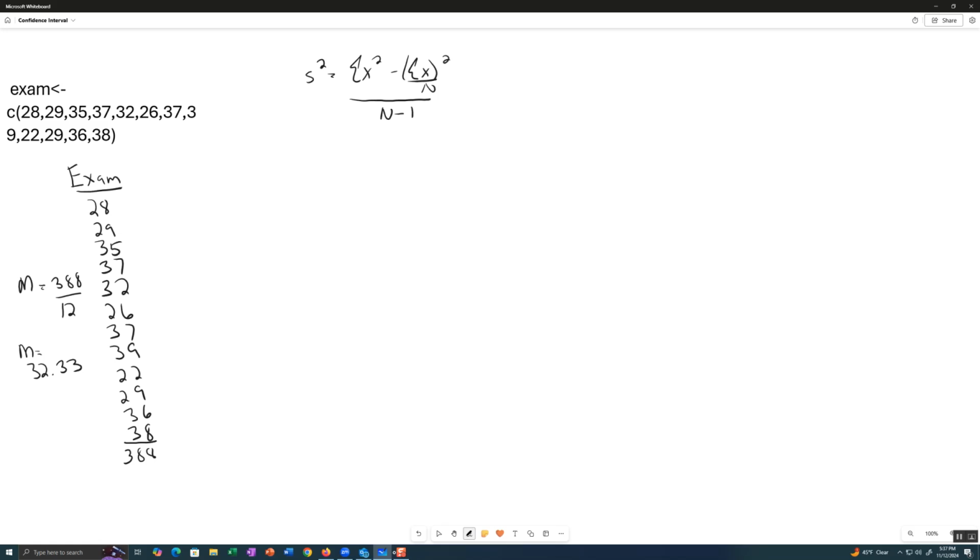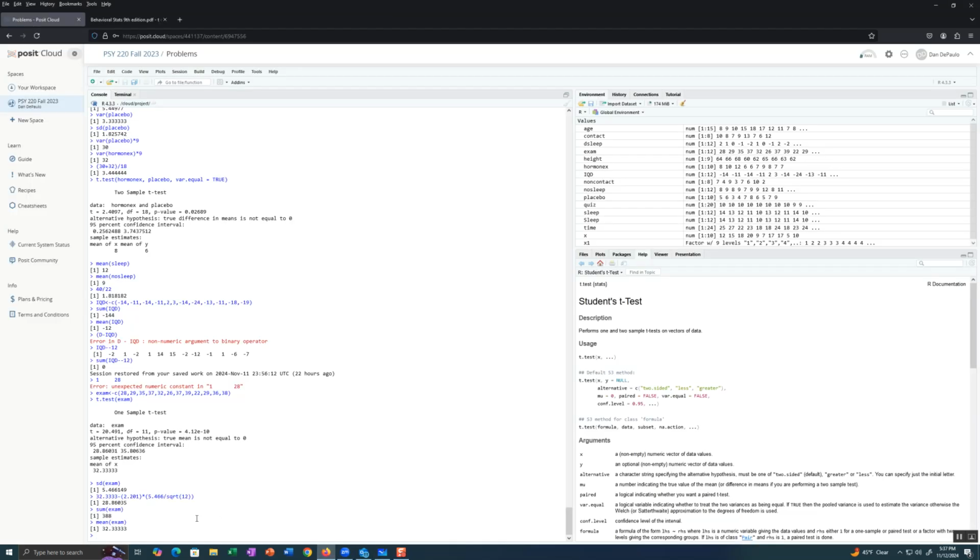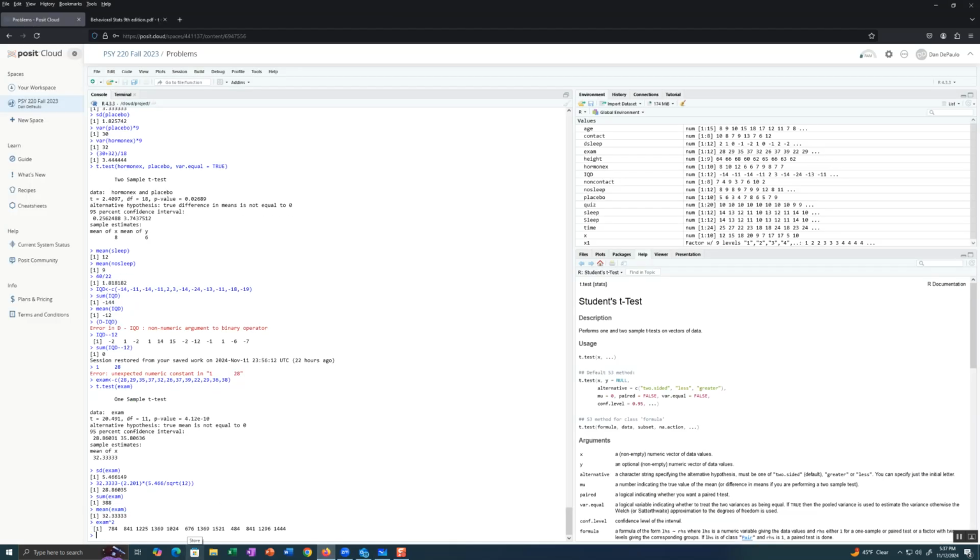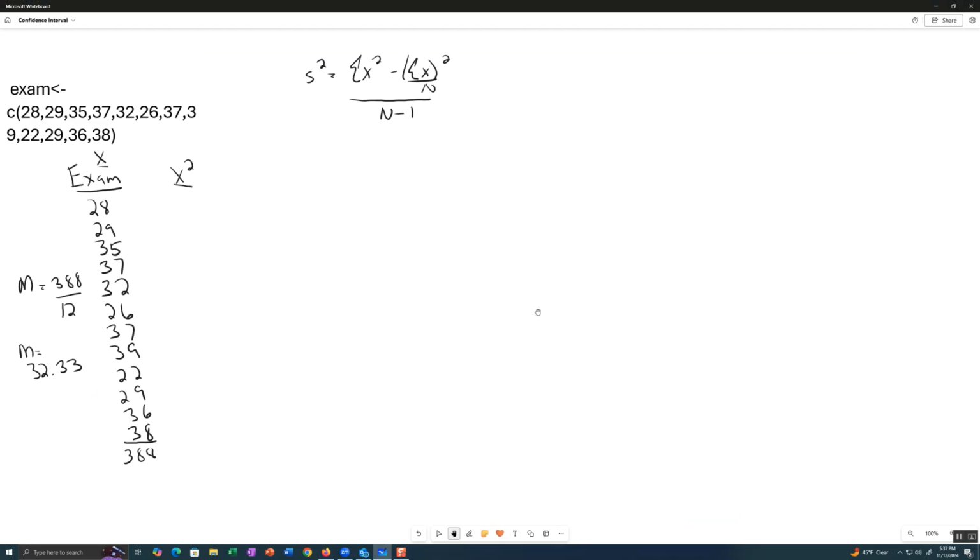So this is my exam, or this is my x score, right? So I'm going to have an x squared column, and we're just going to square all these values, and I'm going to do that for you in R. So I'll just do exam squared, and these are your values here. Let me copy that here. So these are my squared values, so I'm going to write them out.